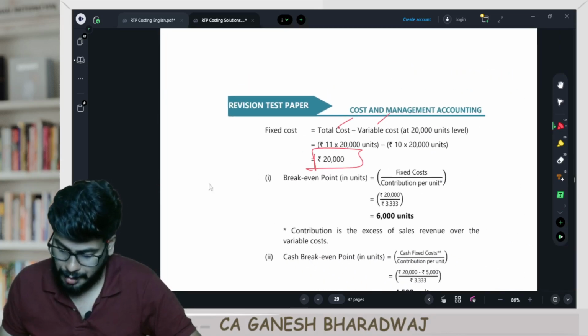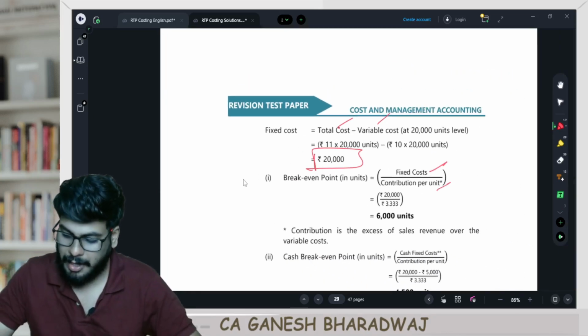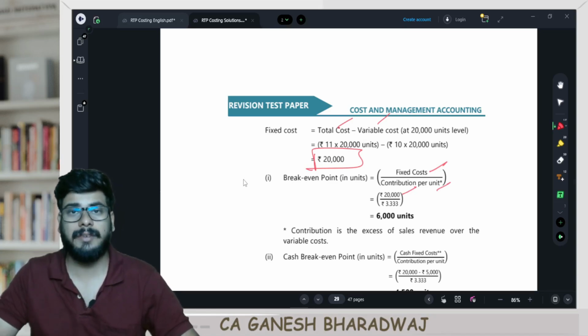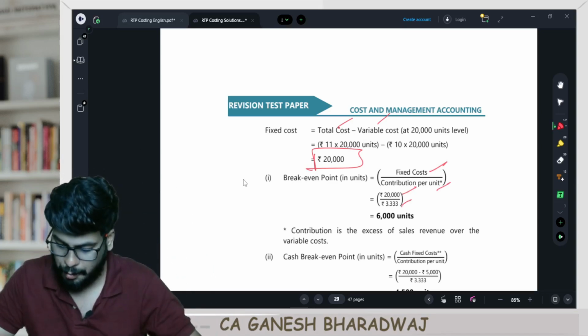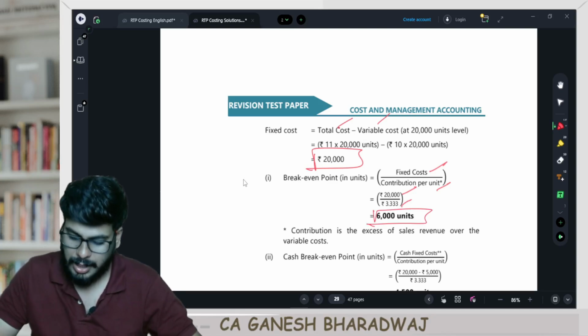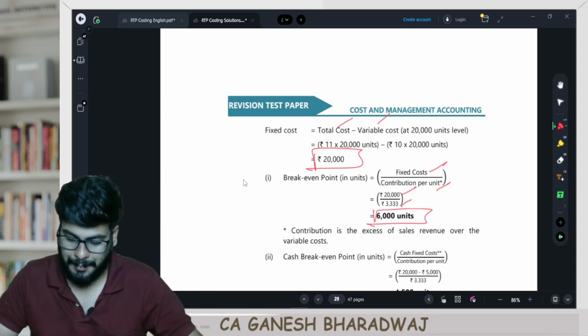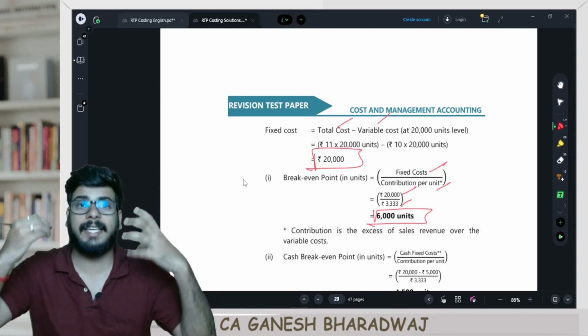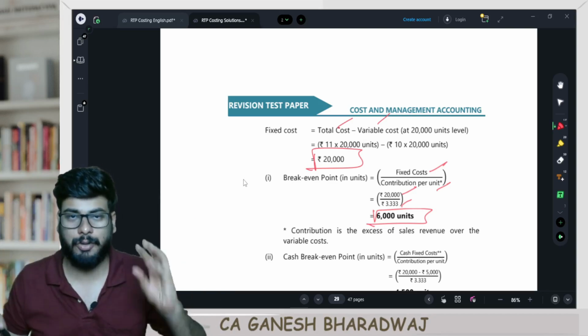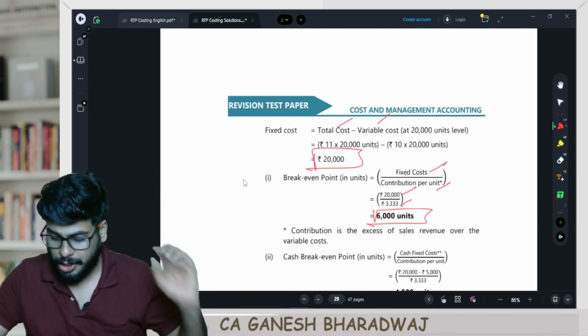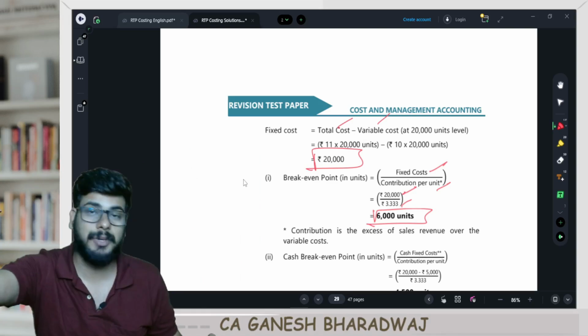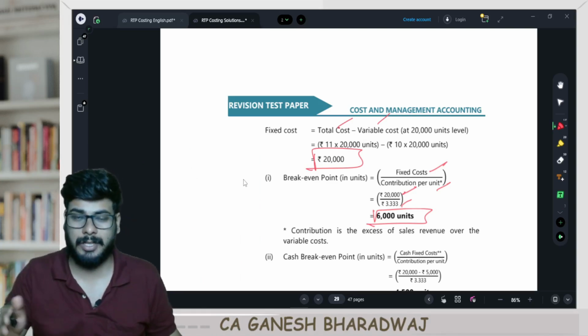Now break-even point is fixed cost divided by contribution per unit. 20,000 divided by the contribution per unit, given in the question as 3.3333, so you'll get 6,000 units as the break-even point. What is the cash break-even point? It is cash fixed cost divided by contribution per unit. What is cash fixed cost here? It's going to be 20,000 minus 5,000 rupees. 5,000 is your non-cash fixed cost. Remove that.